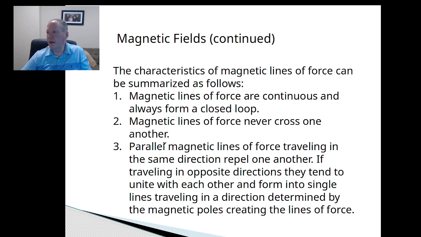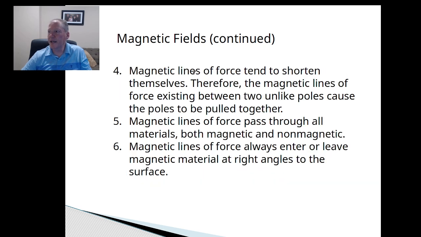All right, now parallel magnetic lines of force traveling in the same direction repel one another. If traveling in opposite directions, they unite or attract each other. So the principle of opposites attract and likes repel is true in magnetism. Okay, the lines of force tend to shorten themselves. Therefore, the magnetic lines of force that exist between two unlike poles cause the poles to be pulled together. And the lines of force pass through all materials, whether magnetic or non-magnetic.